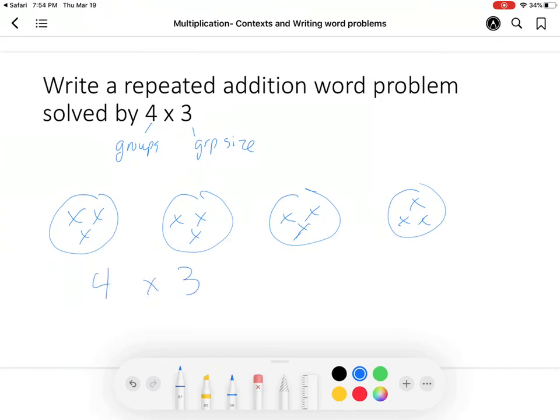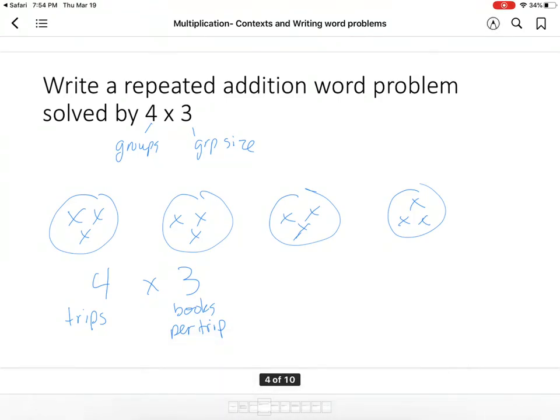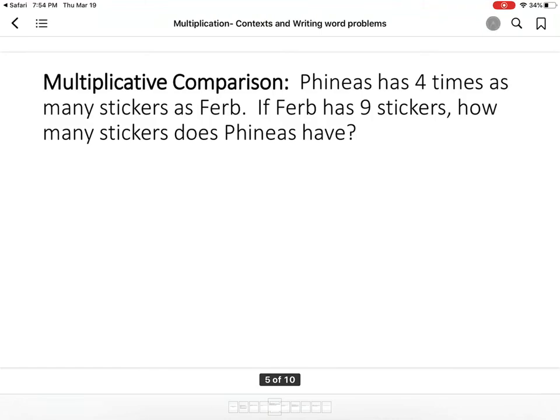So 4 times 3 might become 4 trips to the store, and I bought 3 books per trip, and then I can turn that into a story problem. So let's see. Every time Ben goes to the comic book store, he buys 3 books. If he goes to the comic book store 4 times, how many books does he buy? On to our next one.